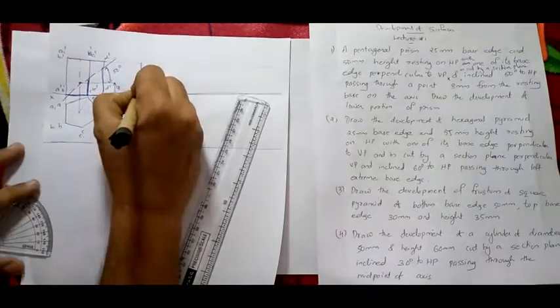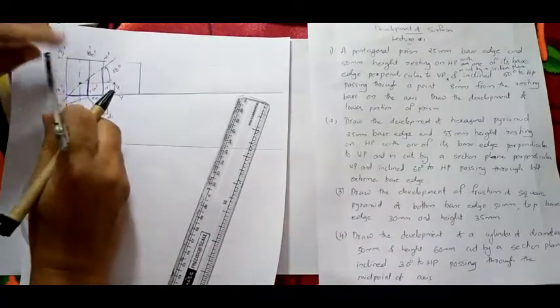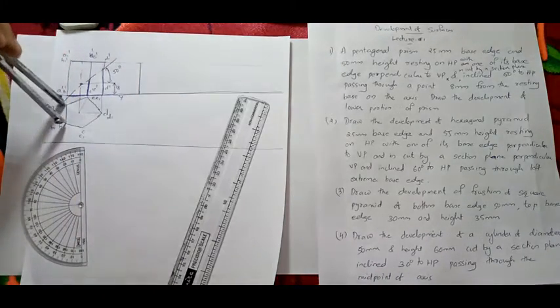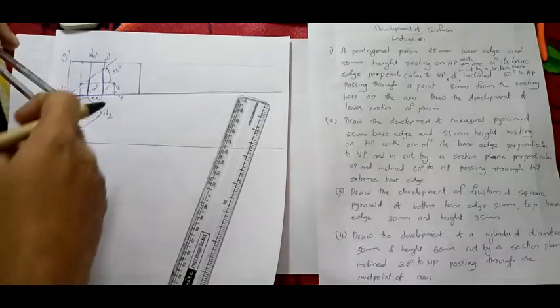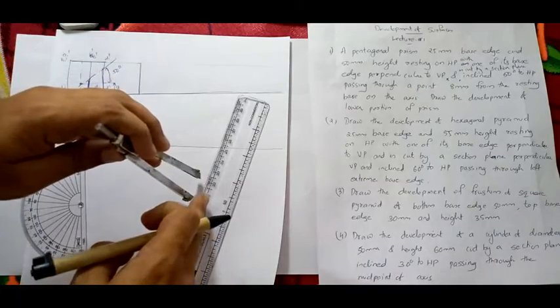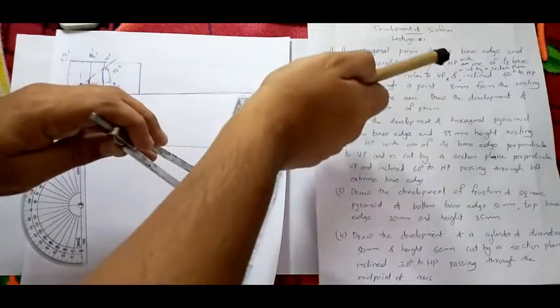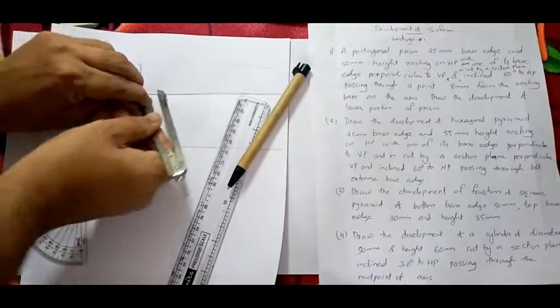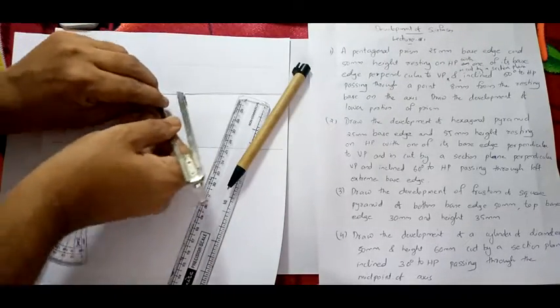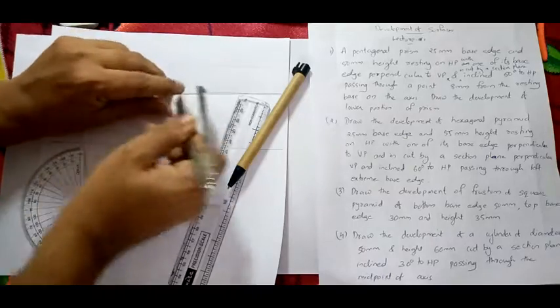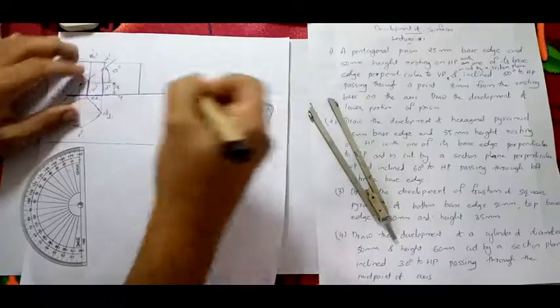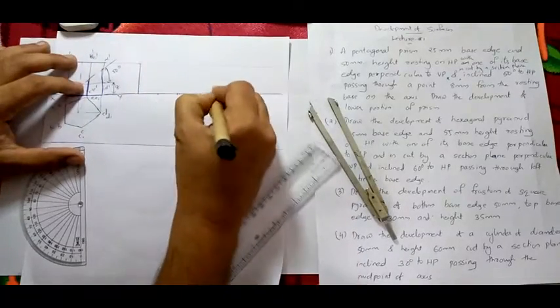So what you are going to do is, now you have to take the base edge. Take this base edge on the compass. You need not take it from here; from the scale also you can measure 25 mm. The base edge is given as 25 mm, so take 25 mm on the compass. 1, 2, 3, 4, 5. See, 5 faces.